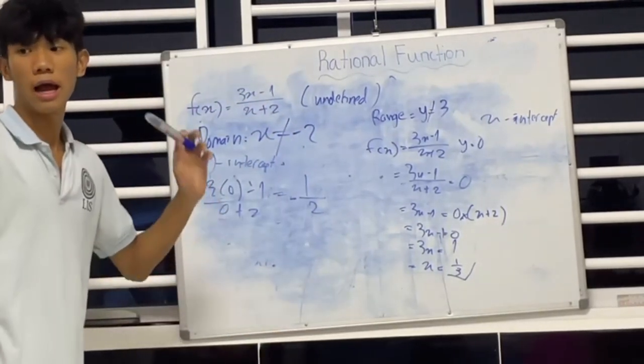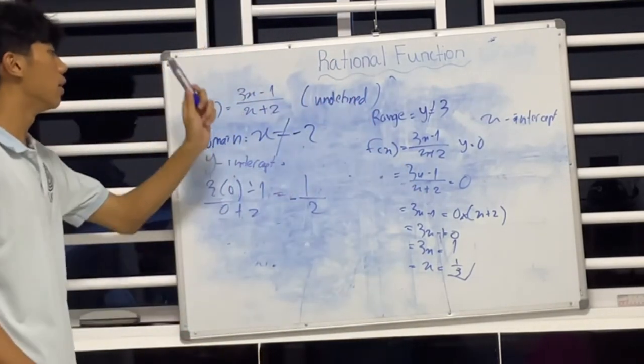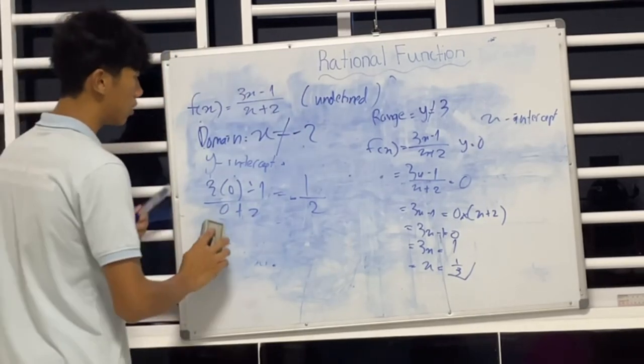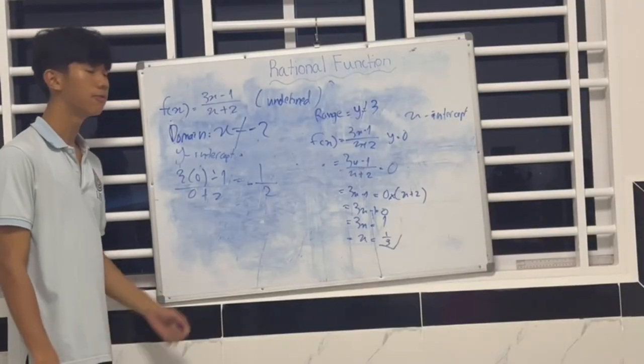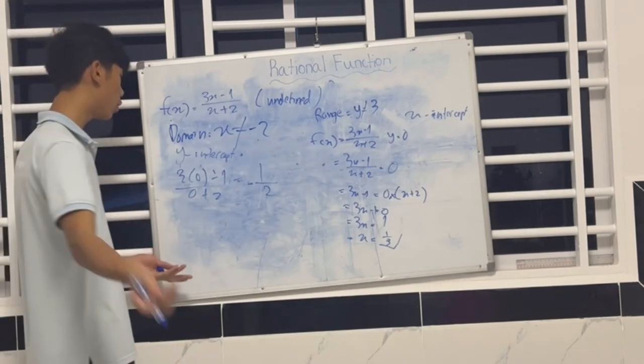After this, we're going to find the asymptote of this function. After you find the x-intercept and y-intercept, we're going to find the asymptote.